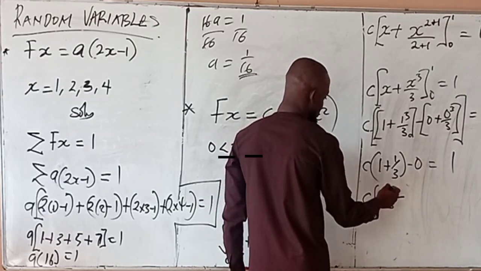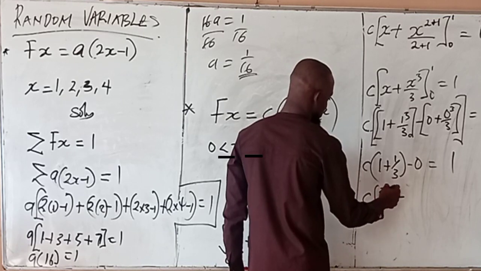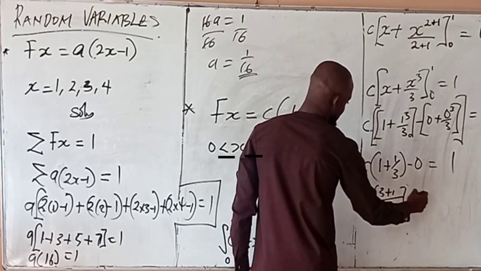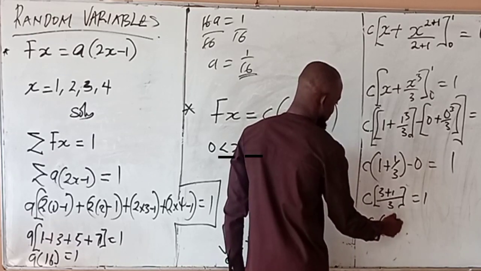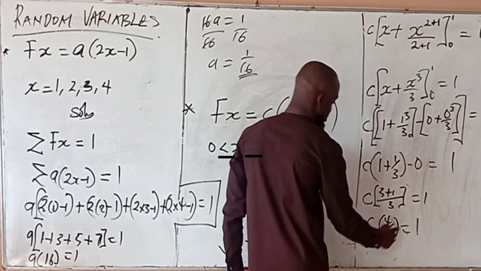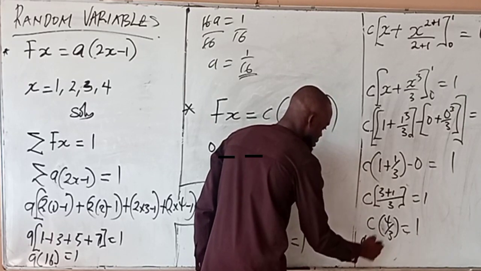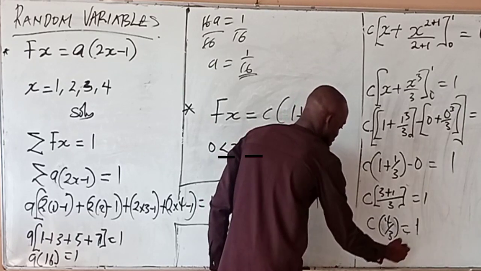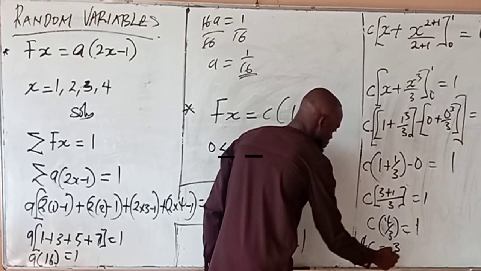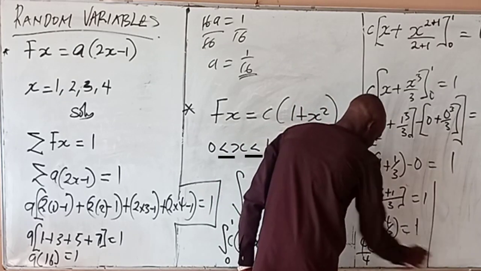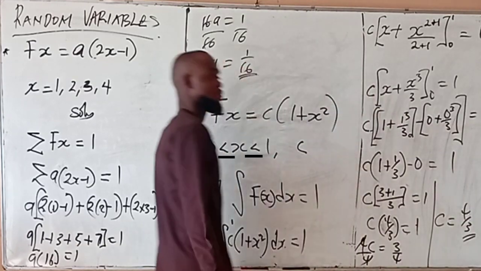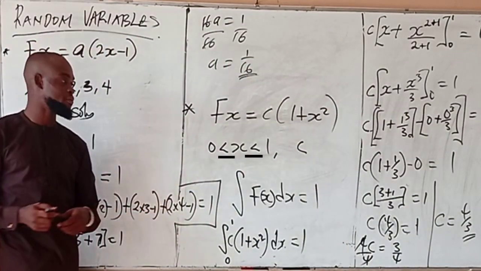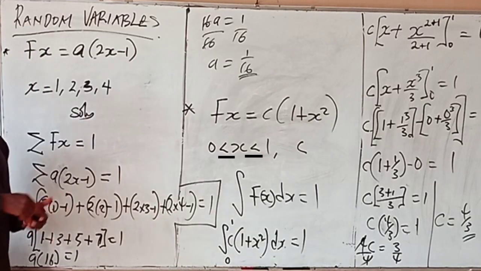We have C bracket 3 plus 1, that is C bracket 4, 4 over 3 plus 1. Sometimes we have 4C equals 3 times 1, which is 3. Dividing by 4, our C will equal 4 over 3. So for this to be a valid PDF, our C will be equal to 4 over 3.